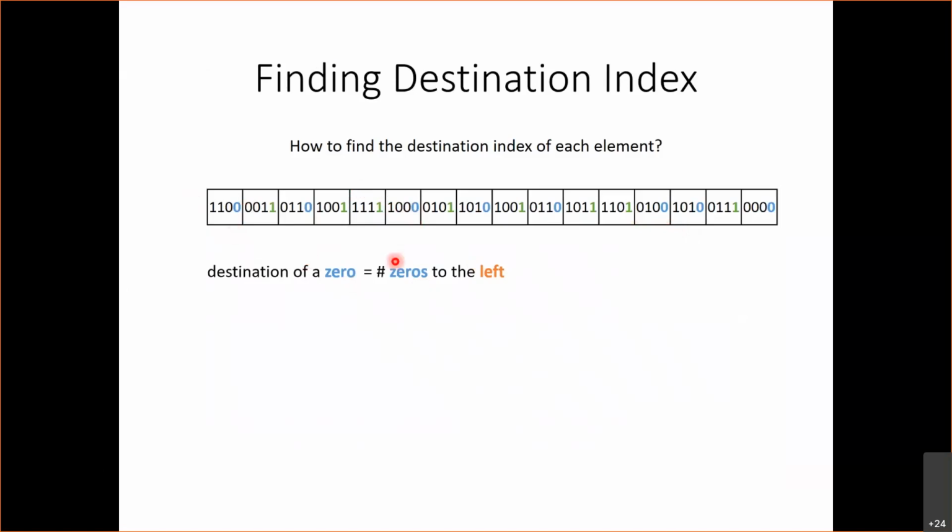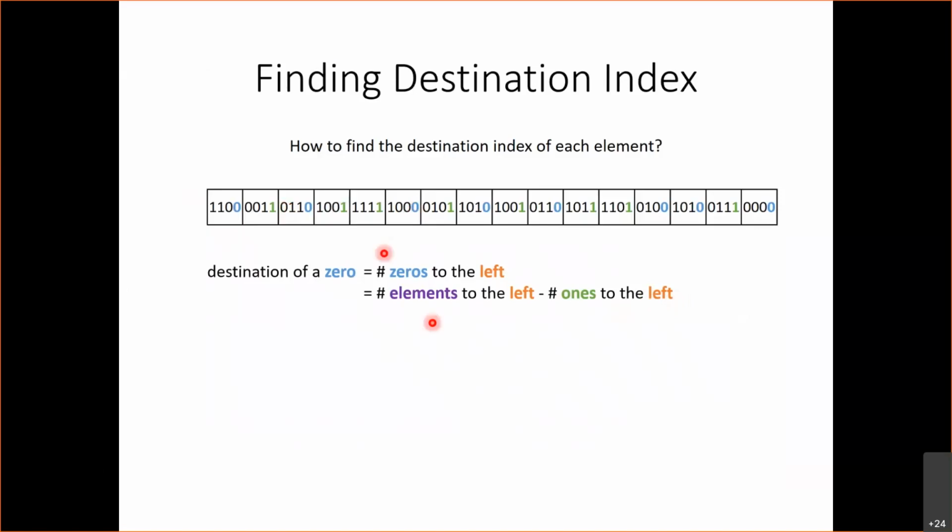Now, the number of zeros to the left of the zero is also the number of elements to the left of the zero minus the number of ones to the left of the zero, right? Because the elements I'm getting to my left are either going to be zeros or ones. So the number of zeros to my left is the total number of elements to my left minus the number of ones to my left.